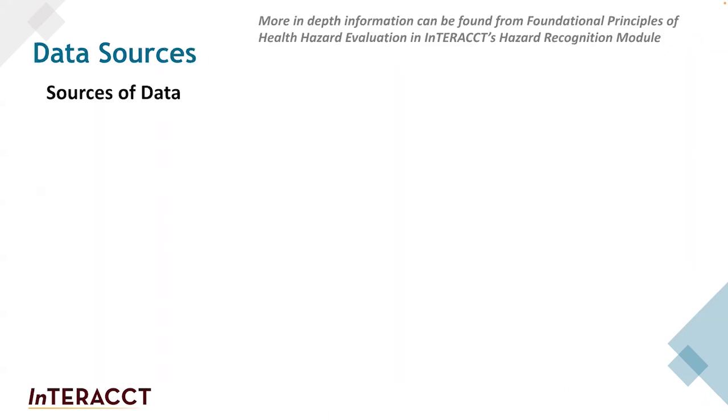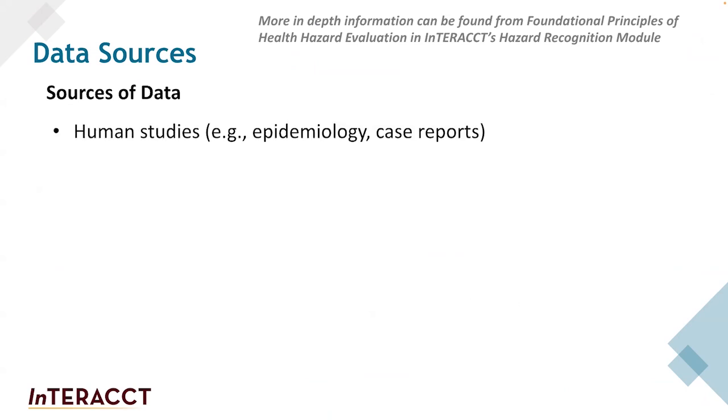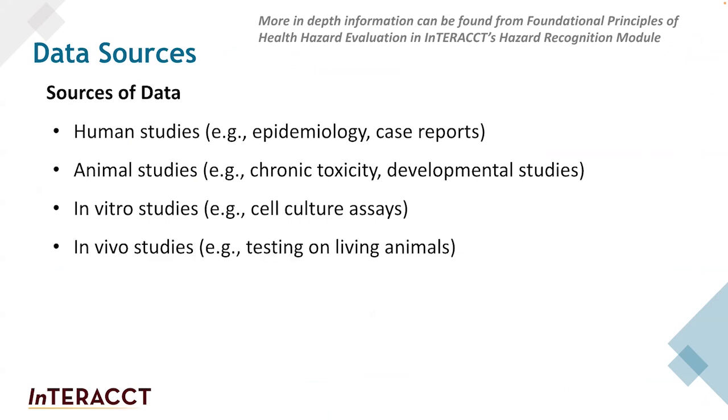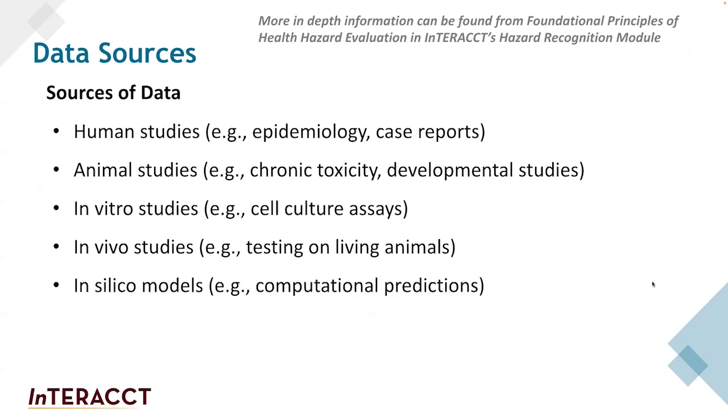To identify hazards, we rely on a variety of data sources. These include human studies such as epidemiology and case reports, animal studies like chronic toxicity tests, in vitro studies which are cell-based, in vivo studies conducted on living organisms, and in silico models which use computational predictions. These sources give us a comprehensive picture of a substance's toxicity.